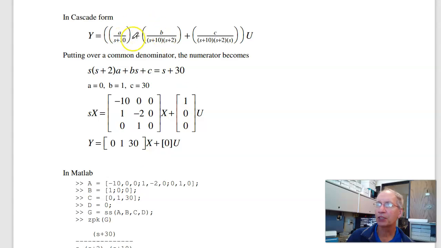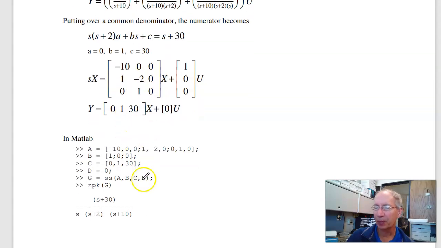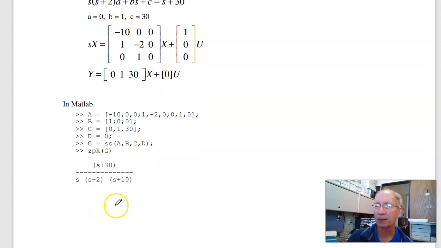Third approach, I could use cascade form. Giving a common numerator, I wind up that A is 0, B is 1, C is 30. So here's your cascaded form. First pole, B is the second, B is the third. Here's the numerator. Throw in MATLAB, same answer. So there's an infinite number of ways of expressing a system in state space form. If you see two different people represent it two different ways, don't sweat it. Many ways to represent it.